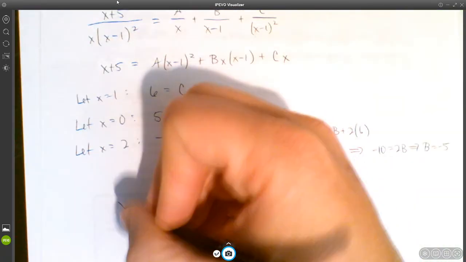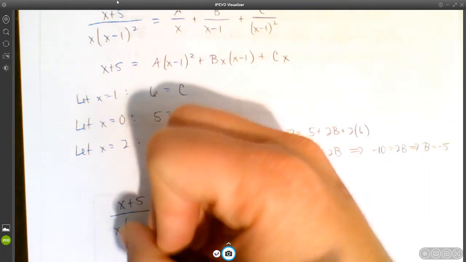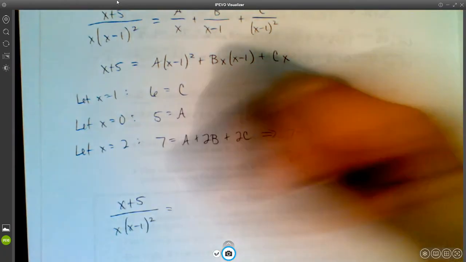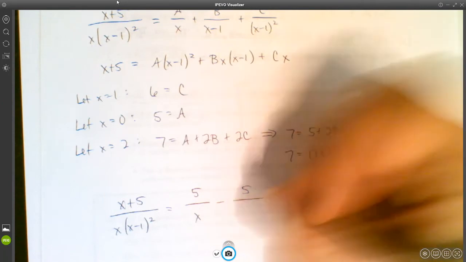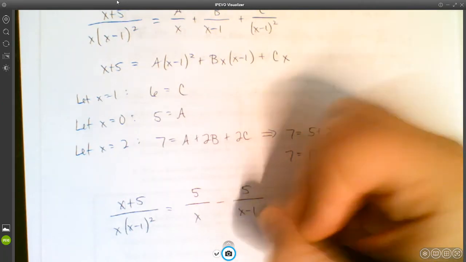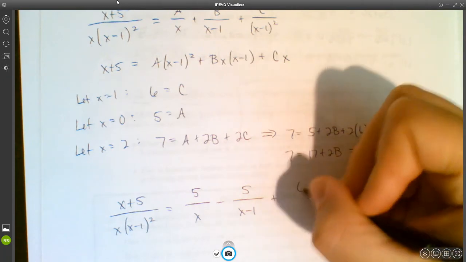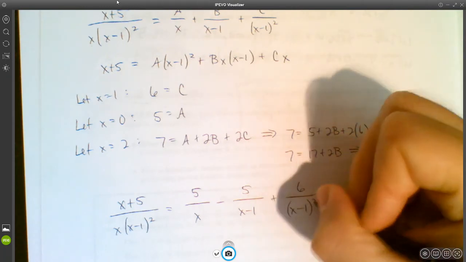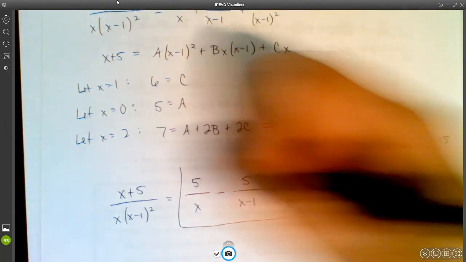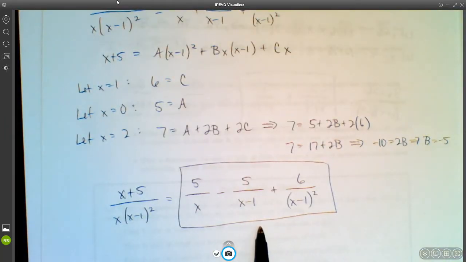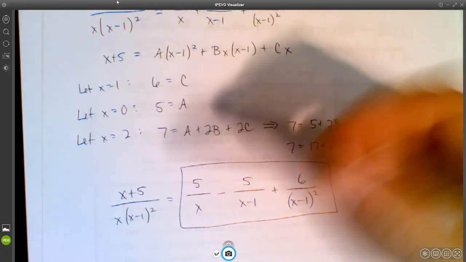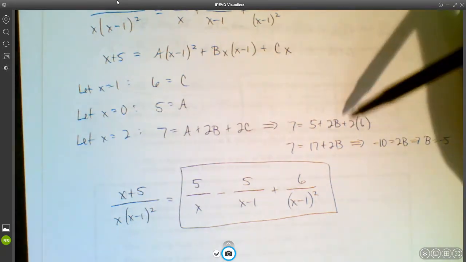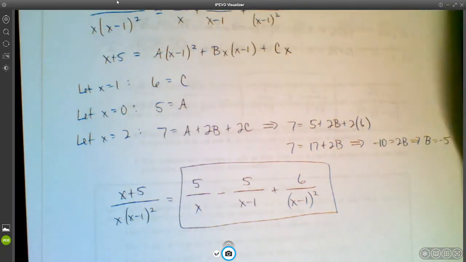So my partial fraction decomposition, (x plus 5) over x times (x minus 1) squared, is A over x plus B over x minus 1 plus C over (x minus 1) squared. Okay, and once again, you're welcome to work out the addition and subtraction here. You should end up there, assuming that I did all my arithmetic correctly. I'm pretty confident A and C are correct. B, yeah, it looks good. So I think that's correct.